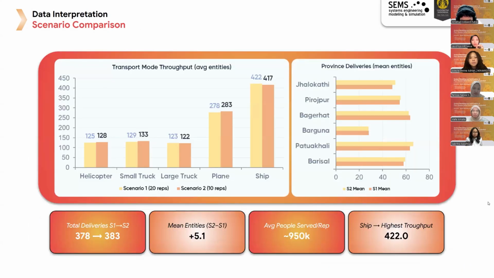Right, next. So this is the data interpretation, where this is the scenario comparison, where the comparison shows ships contributed the highest throughput while delivery levels varied across provinces. Scenario 2 achieved slightly higher deliveries than Scenario 1, but at a higher cost. Both scenarios serve approximately 950,000 people overall.